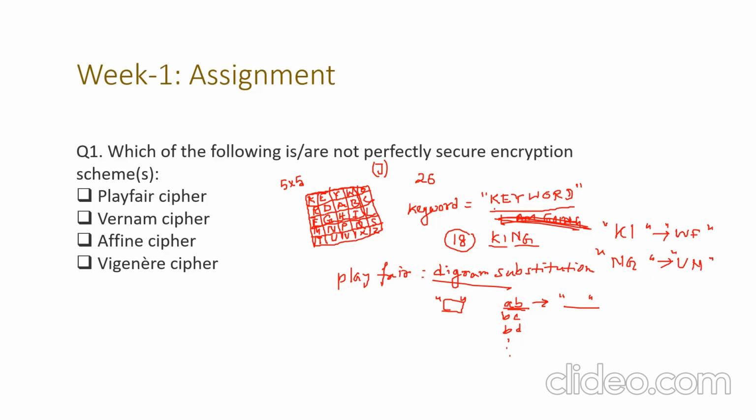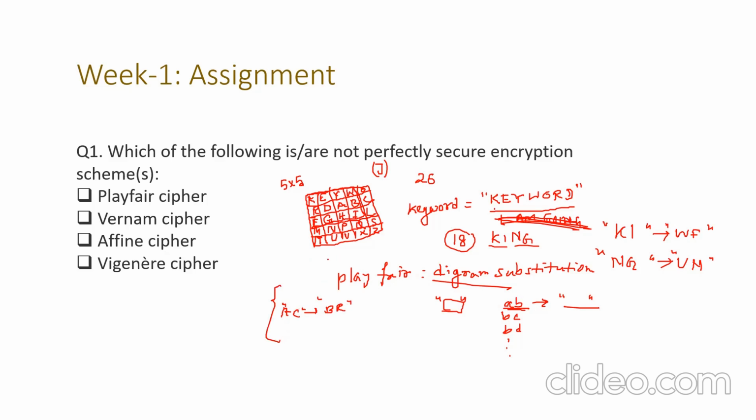Also, the rule is, if there would be a plaintext of this form, A and C, here you see that A and C are in the same row, so A will be mapped to its right element, which is B, and C will be mapped to its right element, which is R. So like this encryption is defined.